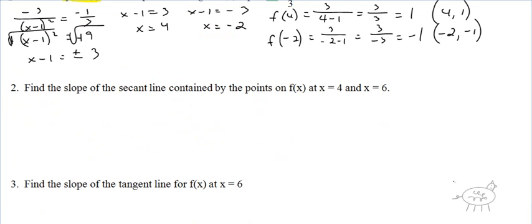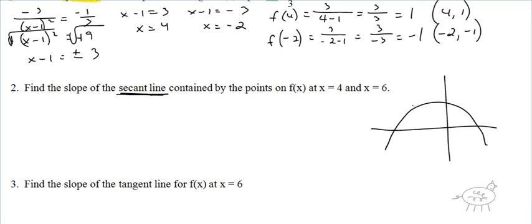Next part. Find the slope of the secant line contained by the points at x equals 4 and x equals 6. So this is the deal. I don't know what this curve looks like, but if I made a quick sketch here, and I gave you 2 points, one here and one here, and I asked you for the slope of that line.